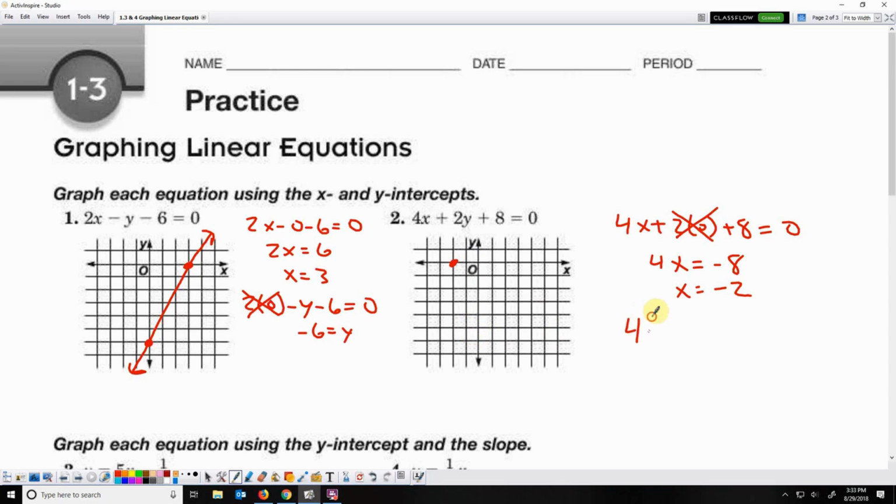And we'll find the y-intercept. 4 times 0 plus 2y plus 8 equals 0. 4 times 0 is 0. So 2y equals negative 8. So y is negative 4. So that's how you graph using intercepts.